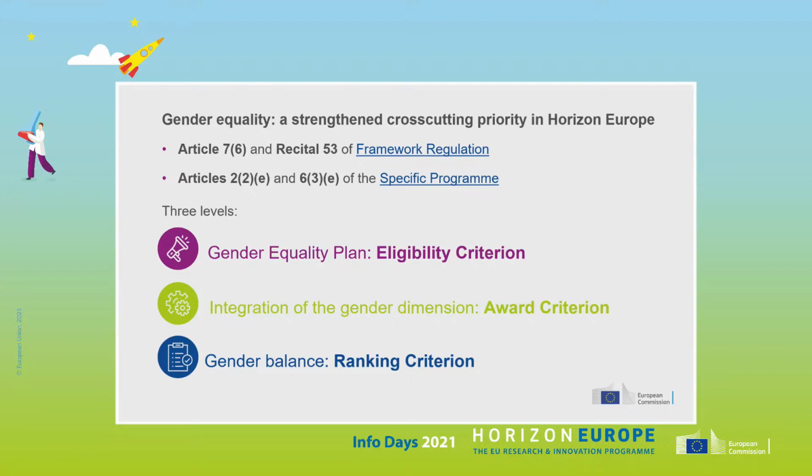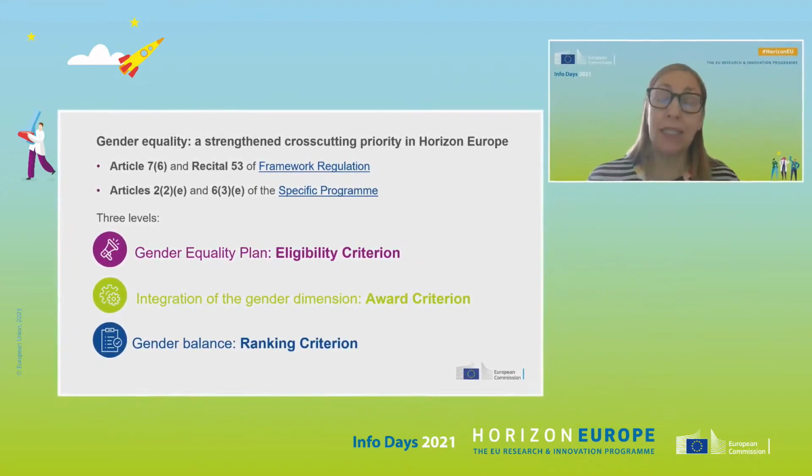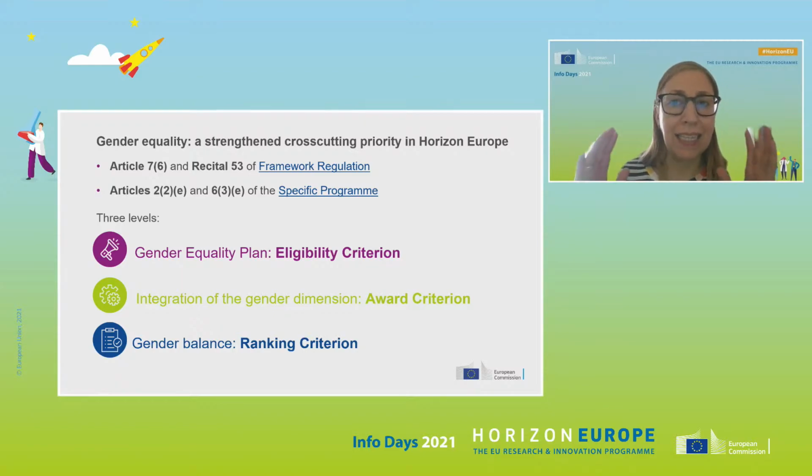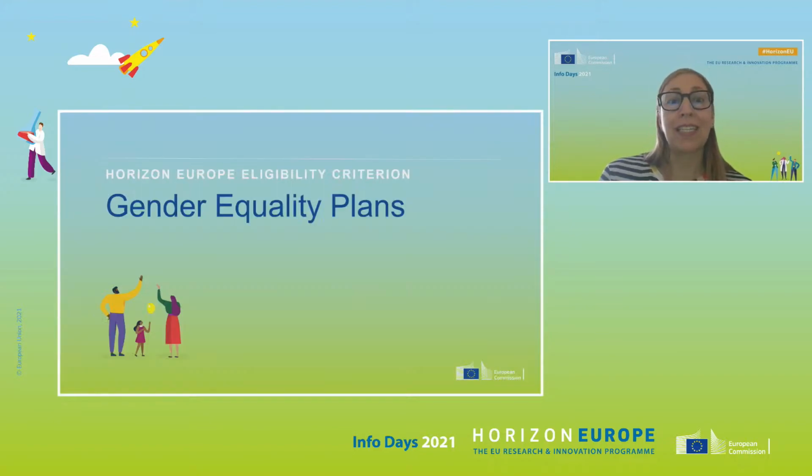Yes, now it's easier. So the first level is as an eligibility criterion. So that's having a gender equality plan in place. The second one is at the award criteria level. So that's the integration of the gender dimension into the content of research and innovation. And finally, I'll touch upon the gender balance issues, which are a ranking criterion for proposals. So next slide for the gender equality plan.